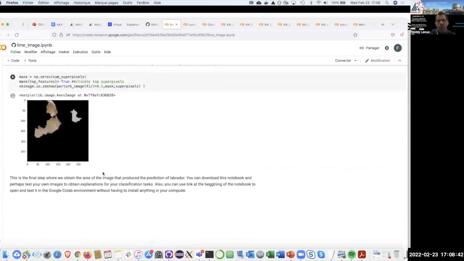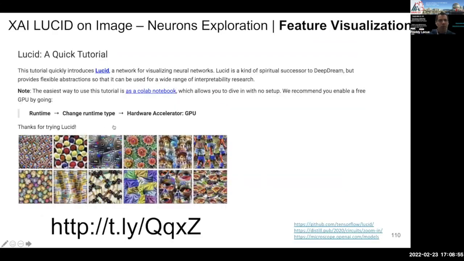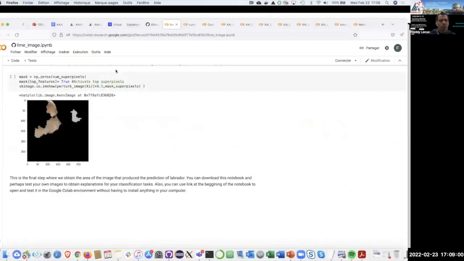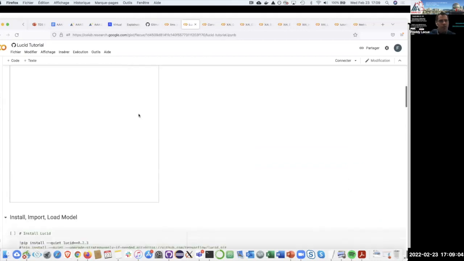So that's one technique. The second one, and again in the slide, you can click on the link, it goes straight to the Colab. So that makes things easier maybe. Another one is on Lucid. So I mentioned it earlier. So Lucid is in here. So it's pretty neat.